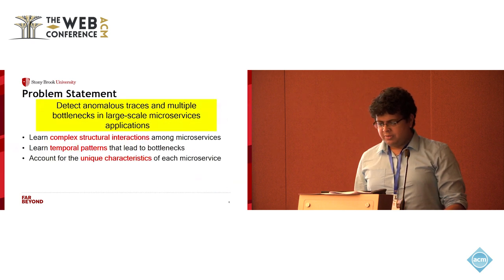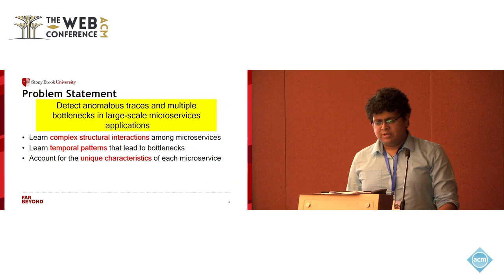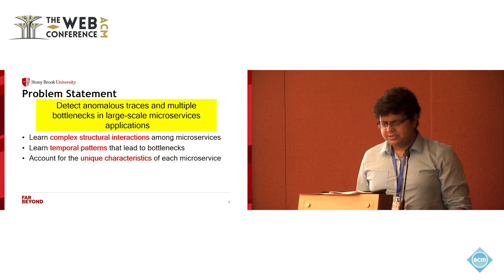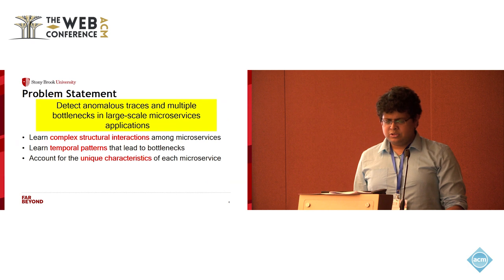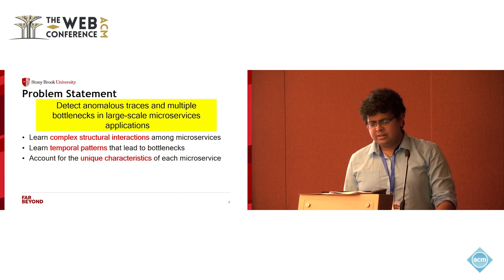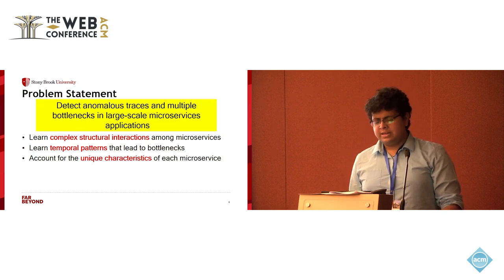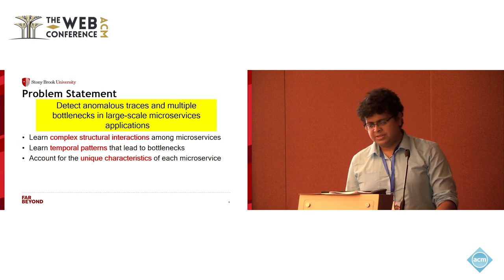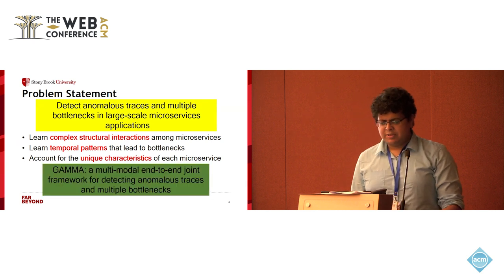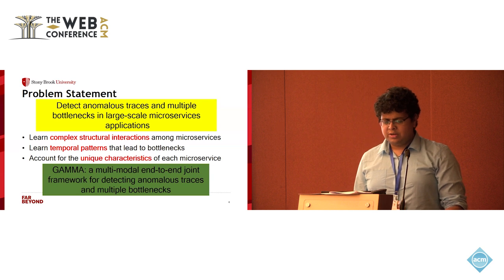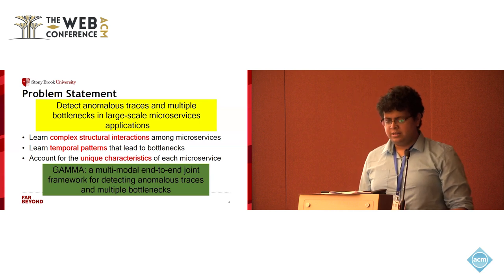This brings us to our problem statement: detecting anomalous traces and multiple bottlenecks in large-scale microservice applications. To achieve this, based on the challenges we have seen so far, we need to accomplish the following. Learn complex structural interactions among microservices, that is how neighboring nodes affect each other. Learn temporal patterns that lead to bottlenecks, and account for unique characteristics of each microservice. Our solution is Gamma, a multi-model end-to-end joint framework for detecting anomalous traces and multiple bottlenecks.